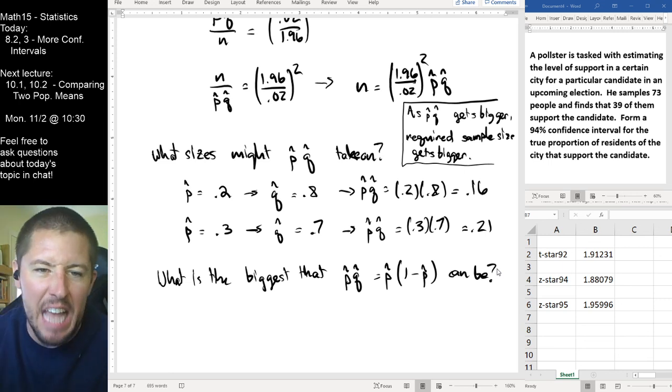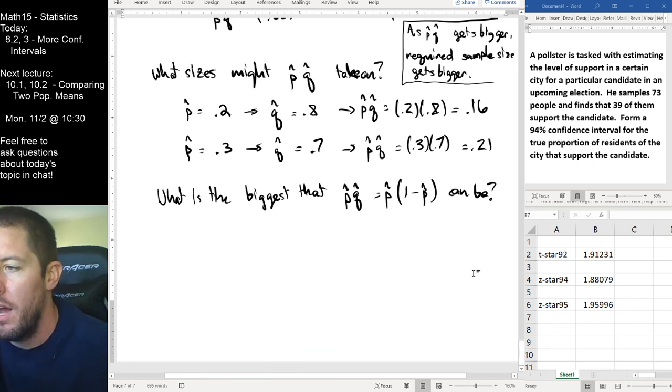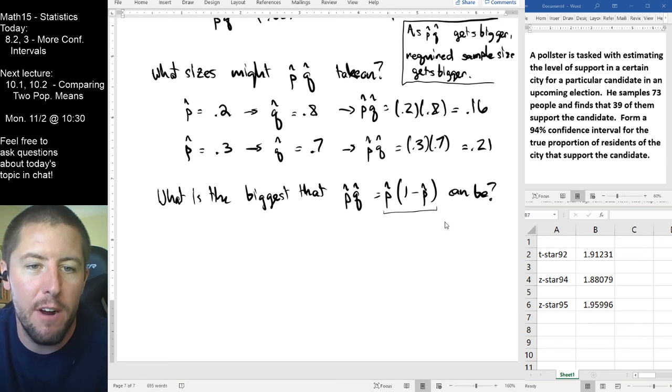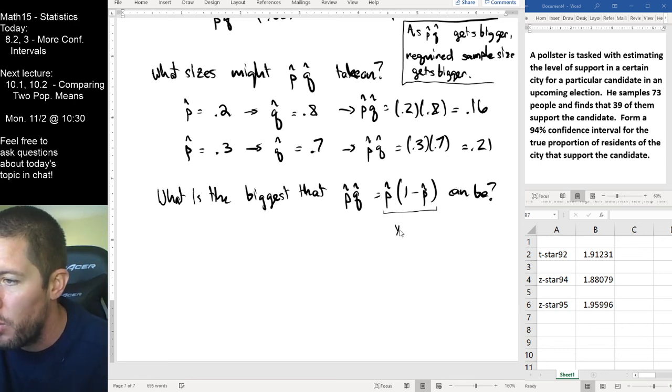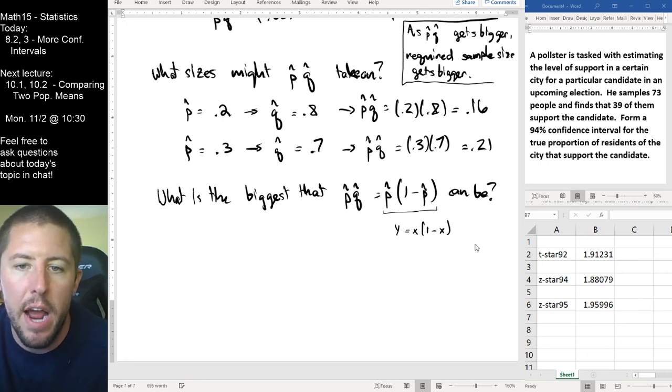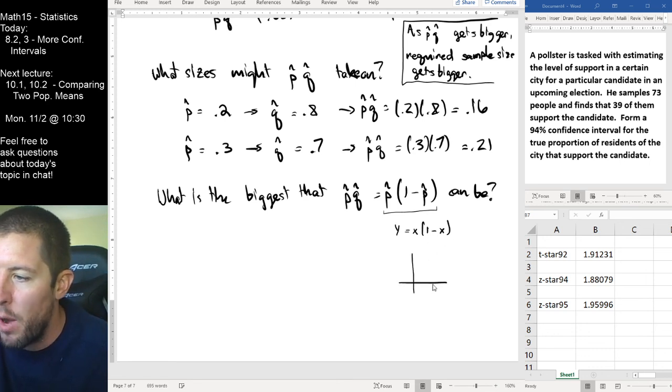So I'm going to tell you the answer right here, but I'm going to show you exactly why I know the answer. If you picture this guy right here, for you algebra people, this is for all of you that remember your quadratic equations. If we picture this as the quadratic equation y equals x times 1 minus x, then I know that this is a parabola that has a root at 1 and a root at 0. And because we're going to get a negative x squared term, it's going to be a parabola that opens down.